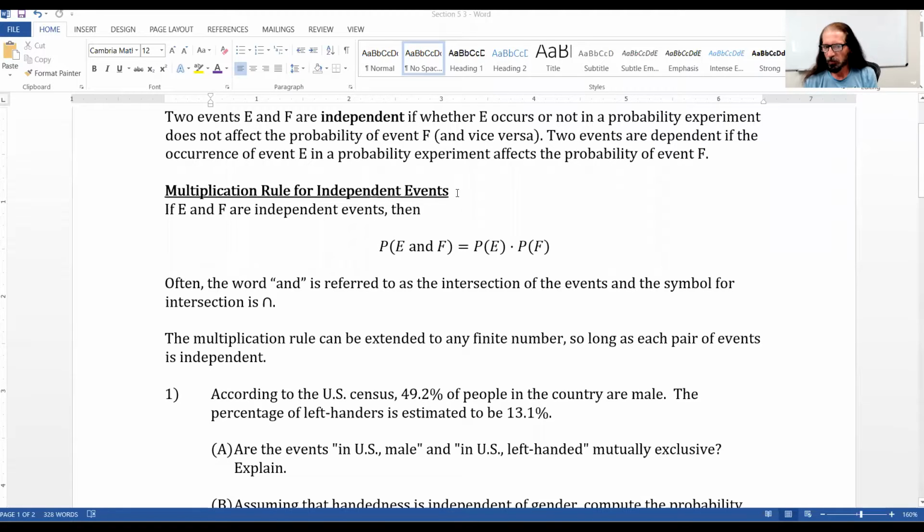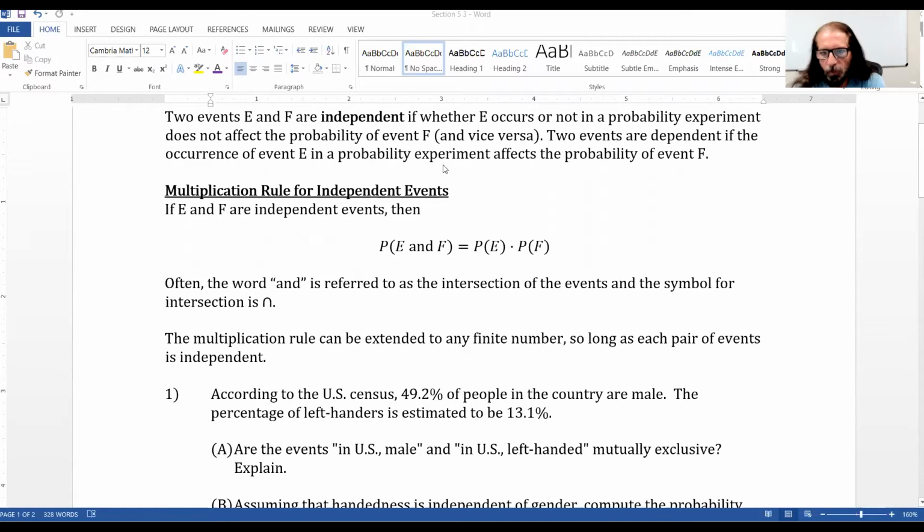We're going to take a look at what independent events are and some examples using what we'll know about independent events. So first, the definition. In words, we're just saying that two events are independent if whether E occurs or not has no influence on whether F occurs or not, and vice versa. So if that is not the case, if they are not independent events, then they would be called dependent events.